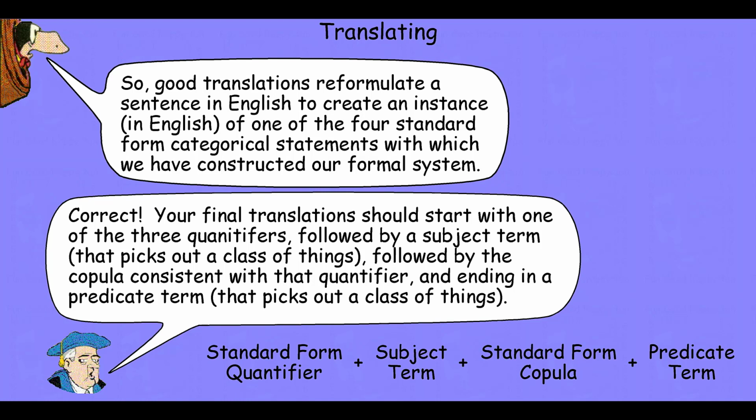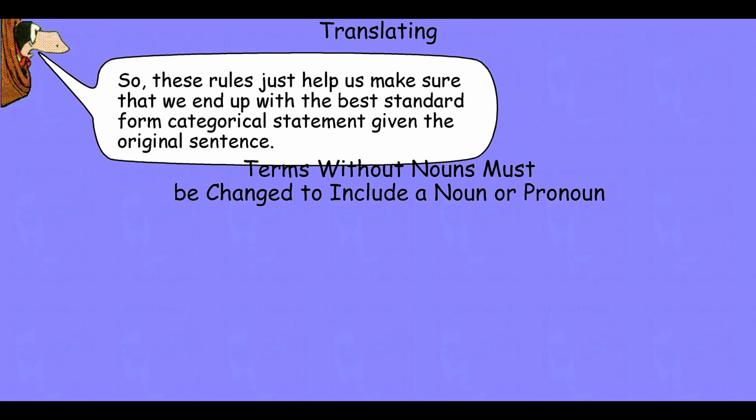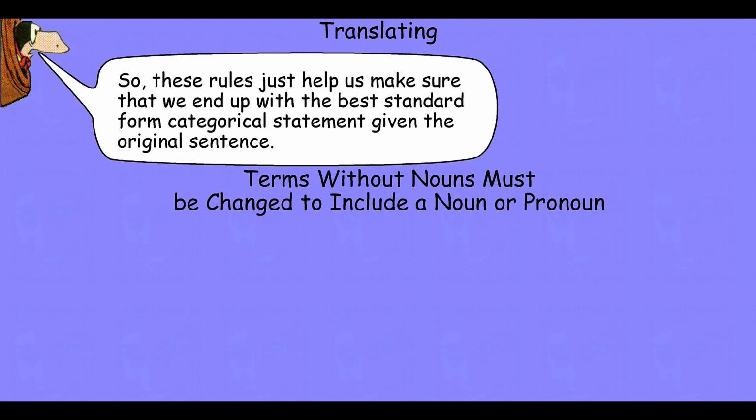The rules that we look at now, the heuristic suggestions for translation that we're going to go through, are just intended to get us the last little bit of the way. These rules are just going to make sure that we end up with the best standard form categorical statement given the original sentence or the original situation. So let's take a look at an example.